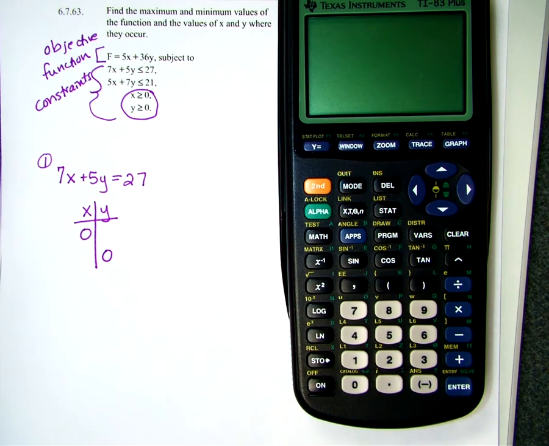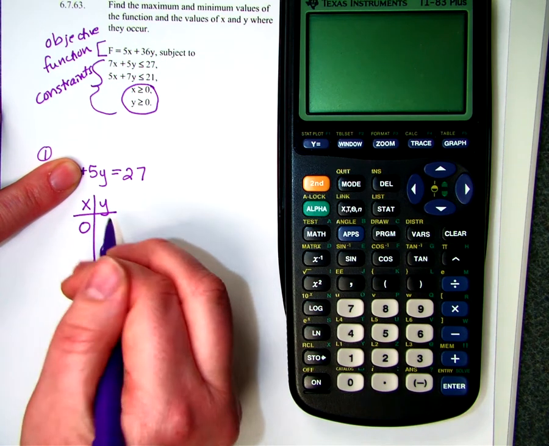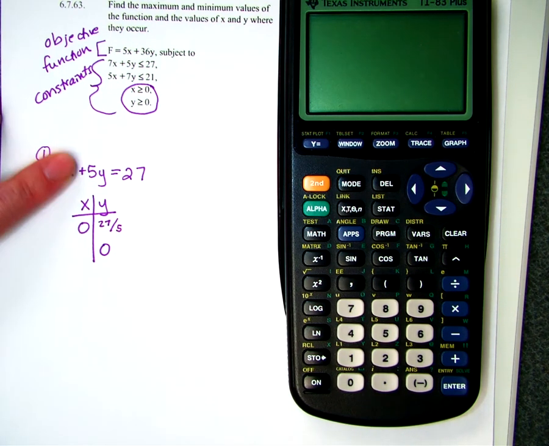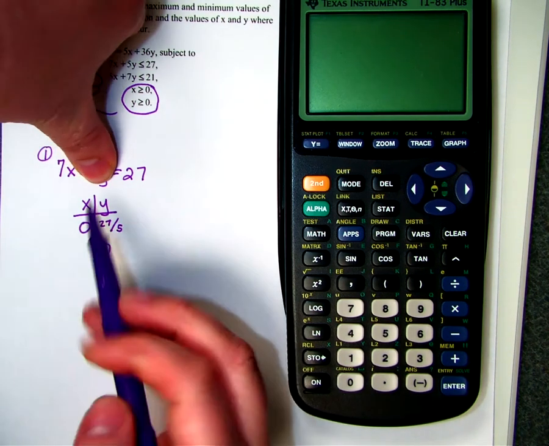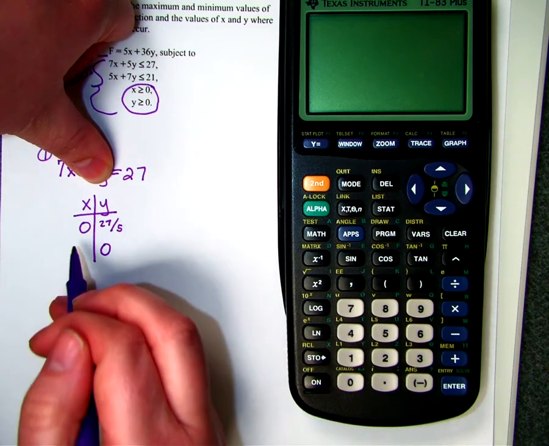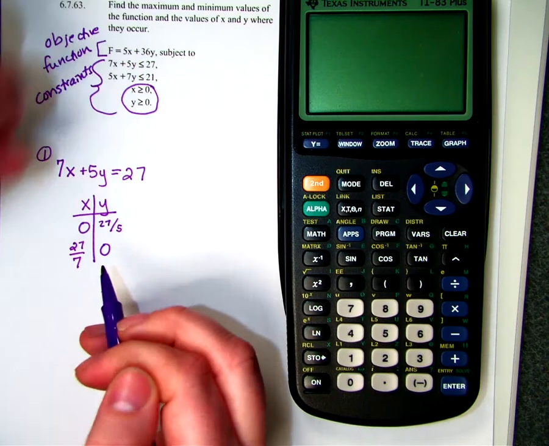So if I let x be equal to 0, and I can just cover it up, I'm going to be left with 5y equals 27. Okay? So divide both sides by 5. y is equal to 27 over 5. If I let y be equal to 0, I'm left with 7x equals 27. So divide both sides by 7, and I get x is equal to 27 over 7.